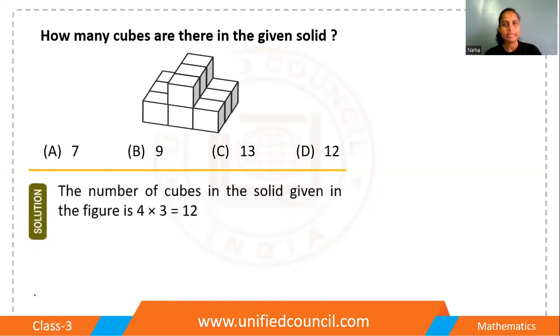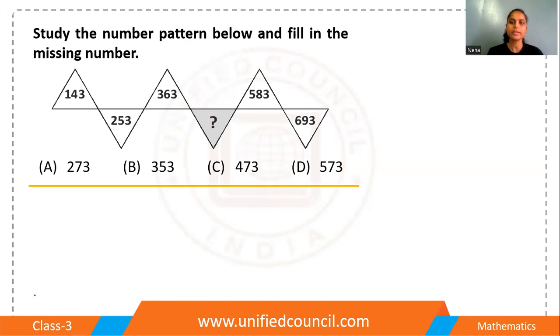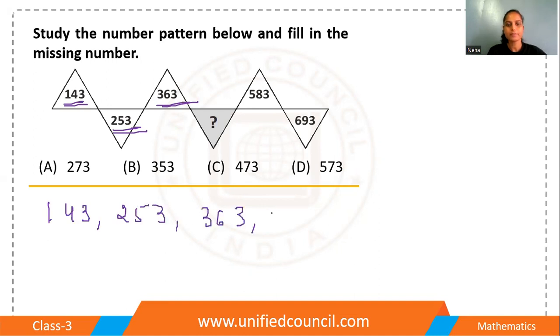All right. This is the detailed solution to this question. Now let's move to the next one because the next question is quite interesting. Right? Okay. So this is 143, 253, 363, this is missing, 583 and 693.